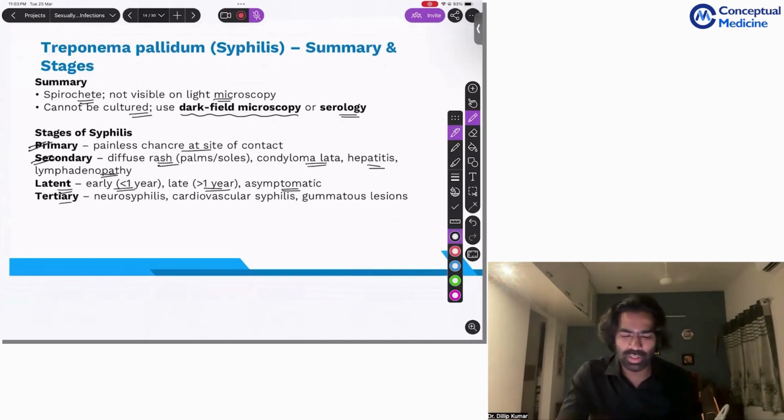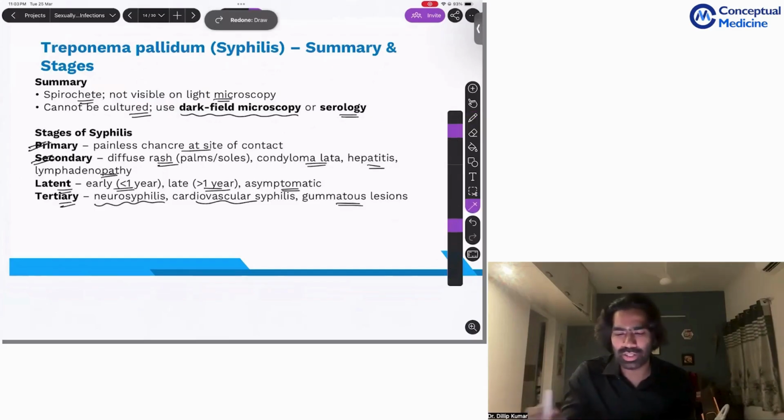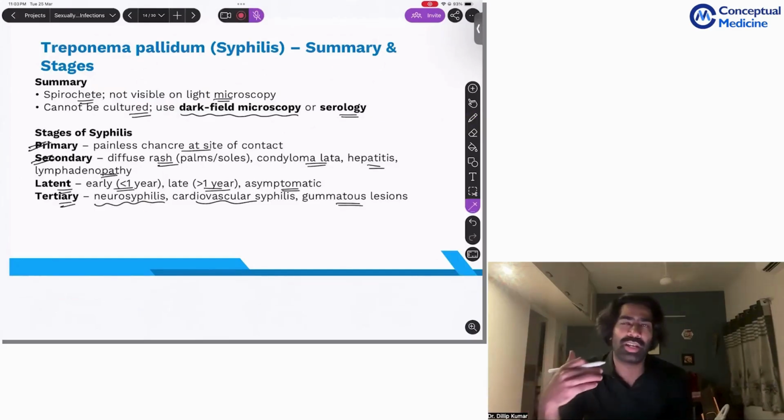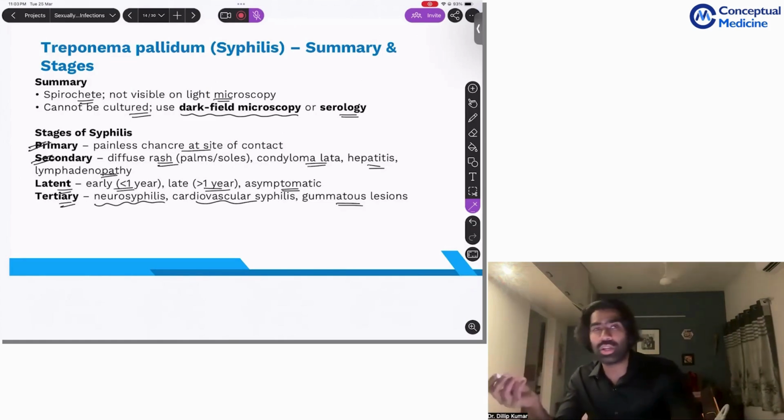And tertiary syphilis is going to present in the form of neurological involvement, cardiovascular involvement, and it can produce gummatous lesions. The classic neurological involvement is going to be the Argyll Robertson pupil and the tabes dorsalis that affects the posterior column predominantly. And cardiovascular involvement is going to be the aortic involvement, especially the aortic root involvement, resulting in aortitis and severe aortic regurgitation.